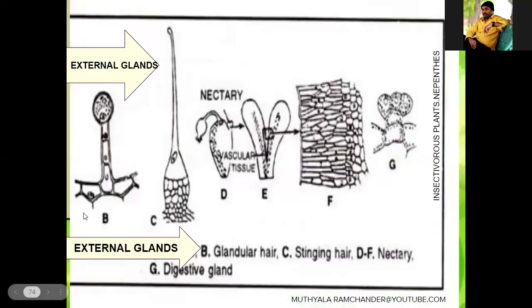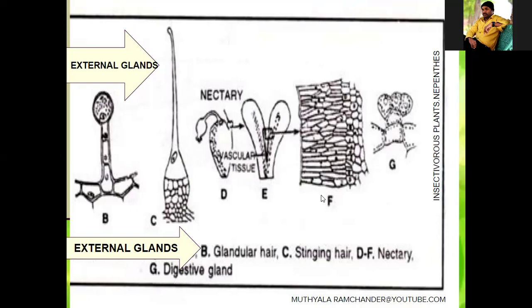These are the diagrams of the external glands. First, the glandular hair, containing a multicellular stalk-like structure and a gland body. It is a unicellular structure. And the second one is stinging hair. The gland is present at the basal part, and above this gland, one long hair-like structure is present. These two types, glandular hairs and stinging hairs, are filled with chemical substance. The chemical substance protects the plants.